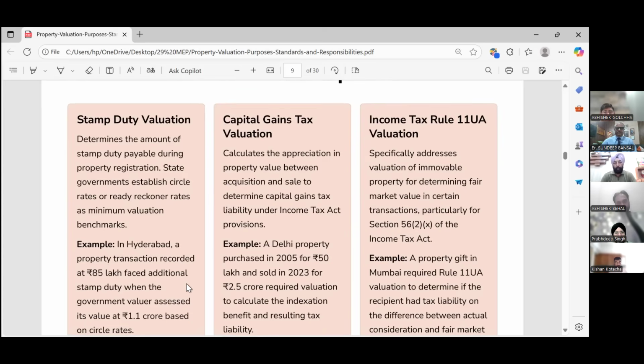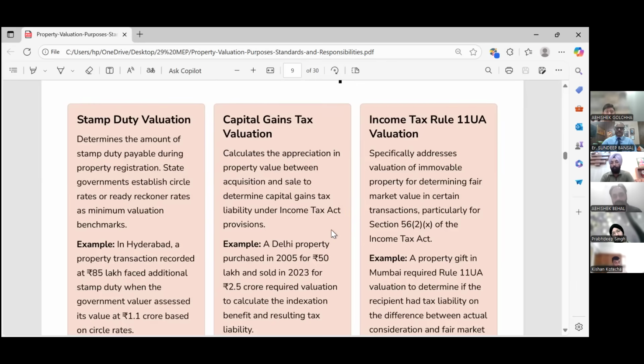Then, if you are registered with the CBDT as a valuer, you may have to calculate the value for capital gains tax valuation. So basically here your purpose is to calculate the appreciation in property value between acquisition and sale. So this is what the purpose is. Whenever you do the valuation, you must know for what purpose you are doing valuation, then how to proceed for them.